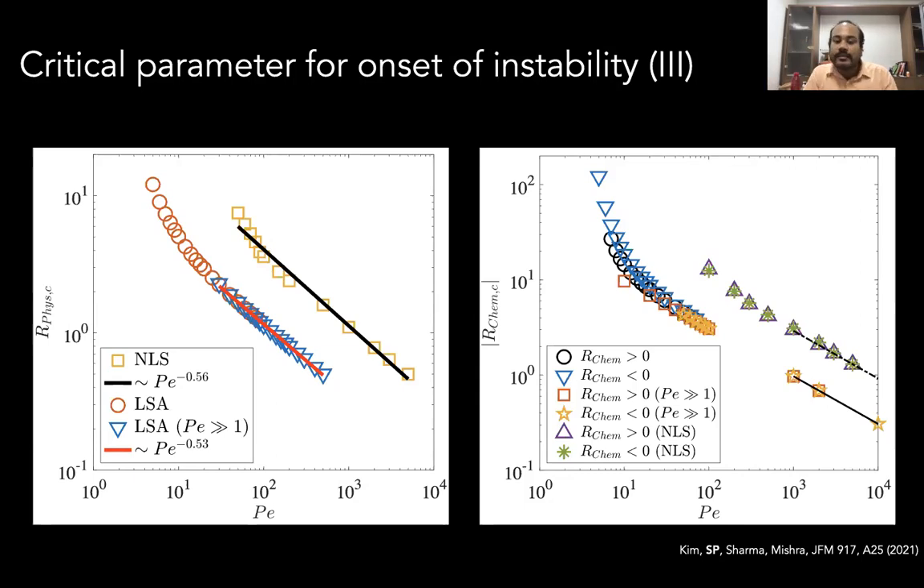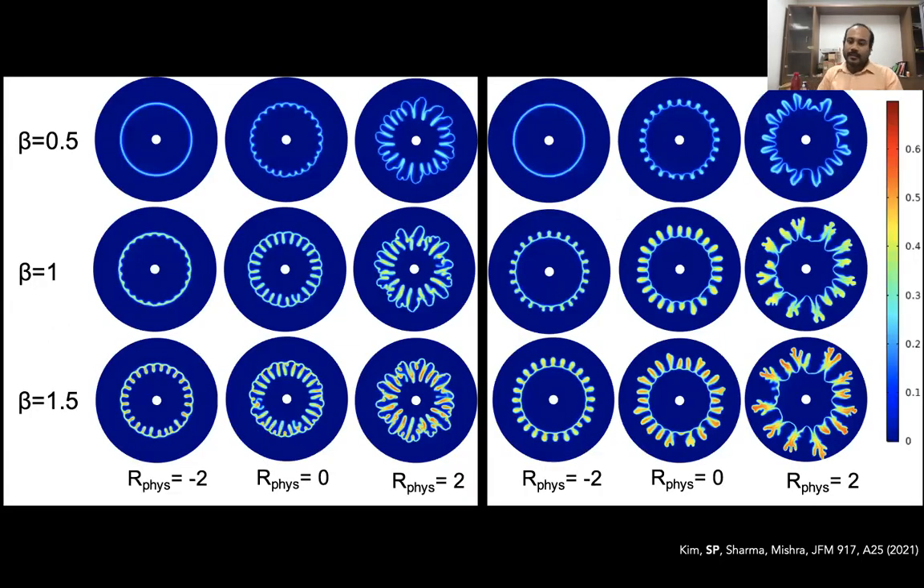Now going into the right side figure, we now repeat this for R chemical, which are obviously positive and negative, the two cases. We discussed the small Peclet, large Peclet, etc. And we also did nonlinear simulations, which are triangles for positive R chemical, and negative R chemical we saw with the stars. Again, we see that there is a quantitative difference, but qualitatively they are almost the same. Okay, so this is what we observe from this analysis in terms of the critical parameter.